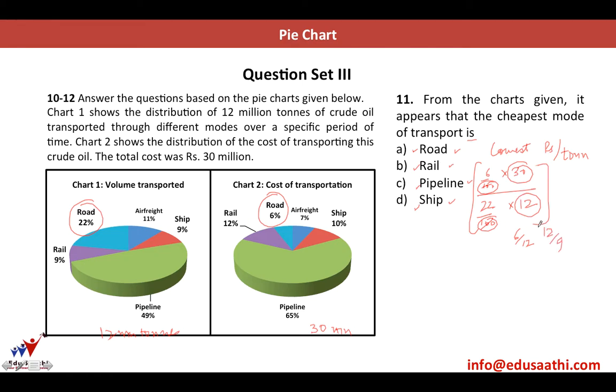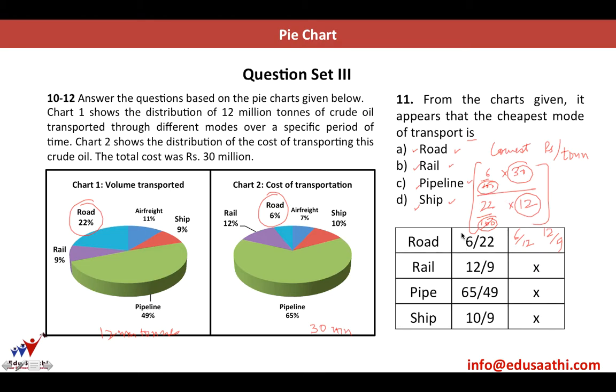So I formed a table here. So for road, the answer is 6 by 22, sorry, not 12. For rail, the answer is 12 by 9. So I have 12% here and rail is 9% here. For pipeline, I have 65%. This is 65 divided by 49. And for ship, I have 10 by 9.